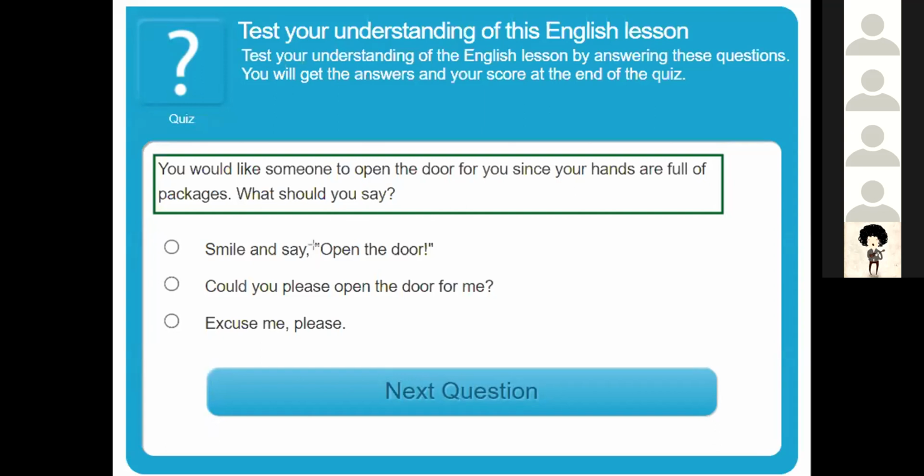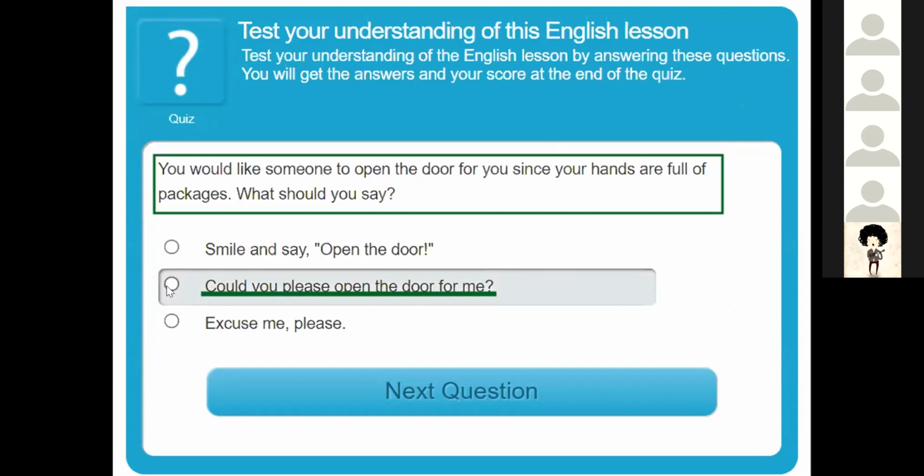What option? The first one, smile and say, open the door. Or could you please open the door for me? Or excuse me, please. Could you please open the door for me? Yes, this one. Could you please open the door for me? This is a very polite way for asking for help, you know. En este caso estamos preguntando de forma educada para que nos ayuden.